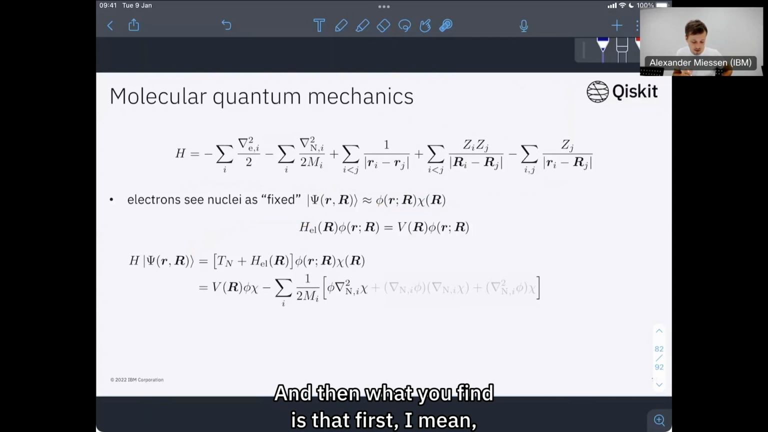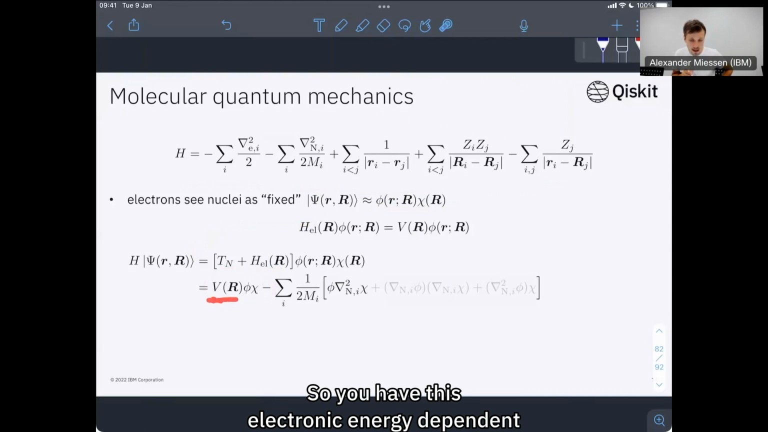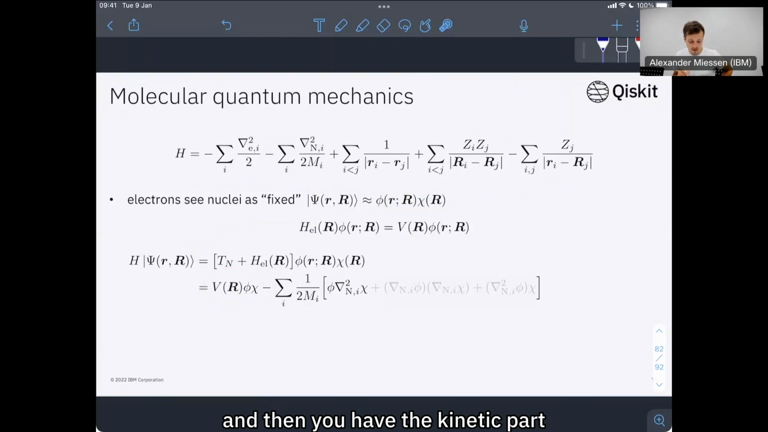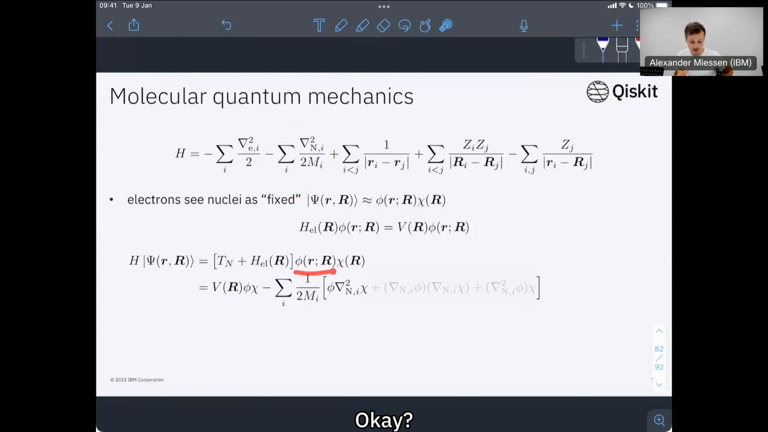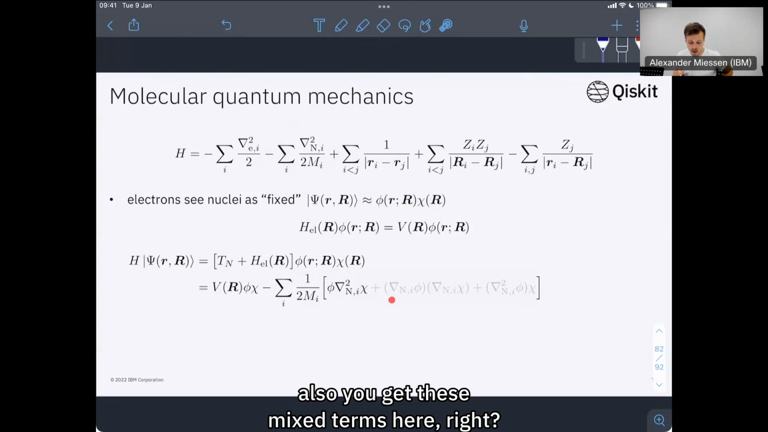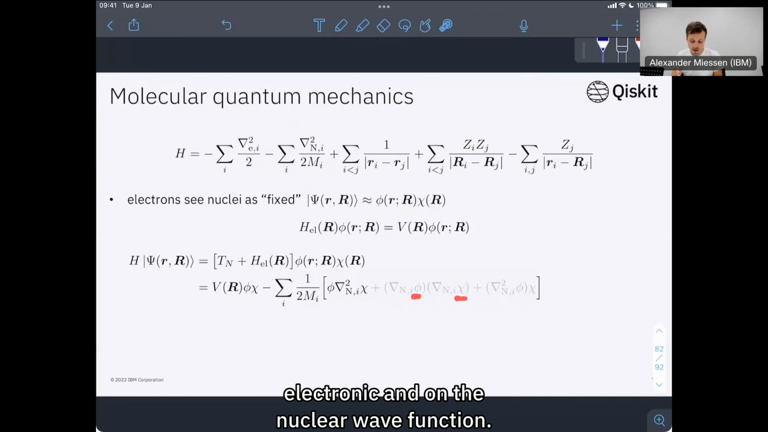And what you find is that first, there's this electronic part here resulting in this term. So you have this electronic energy dependent on the nuclear coordinates. And then you have the kinetic part, or the kinetic nuclear part applied to your ansatz, okay? And so first of all, this is the kinetic term applied only to your nuclear wave function. But then in principle also you get these mixed terms here, right? Where your kinetic nuclear operator is acting on the electronic and on the nuclear wave function, and also only on the electronic wave function, okay?